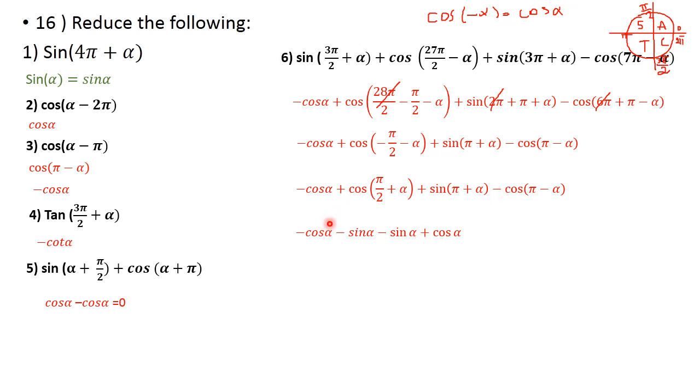Now sine pi plus alpha, we are in the third quadrant, this is negative. Okay, so minus sine alpha. Pi minus alpha, also the cosine is negative, but because we have negative in front of cosine, it becomes plus cosine. Now what will happen? Minus cosine alpha and plus cosine alpha will go, and minus sine alpha minus sine alpha, we can add them, so it's minus 2 sine alpha.